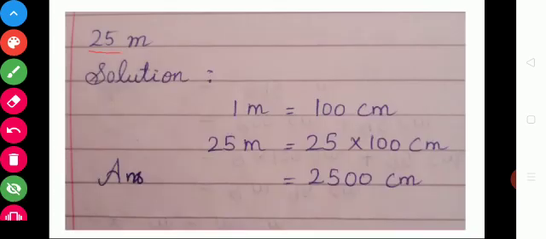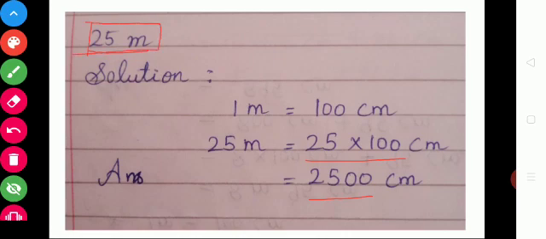25 meter. So you want to convert into centimeter. So multiply with 100 in this number. 25 into 100 is, what answer you got it? 2500 centimeter. One shortcut method I will say in this. So what is the sum?